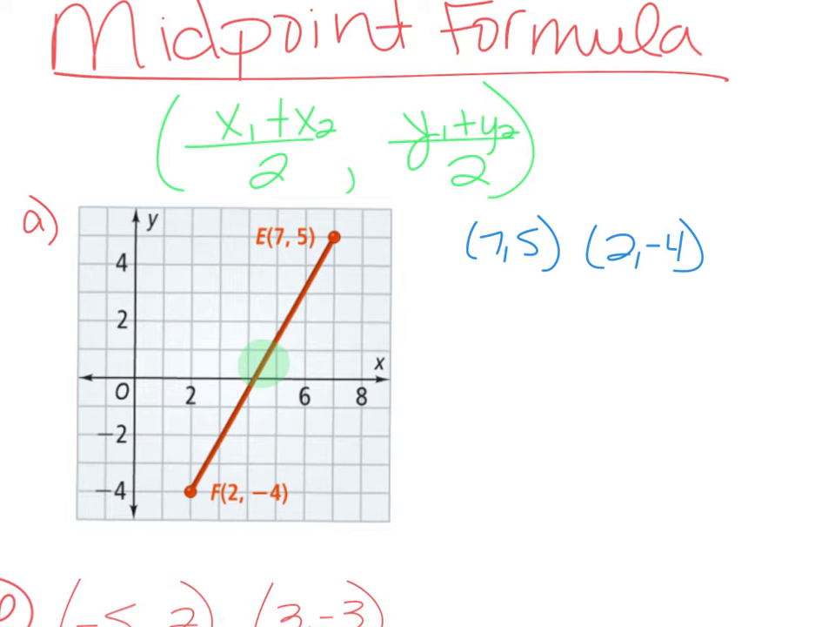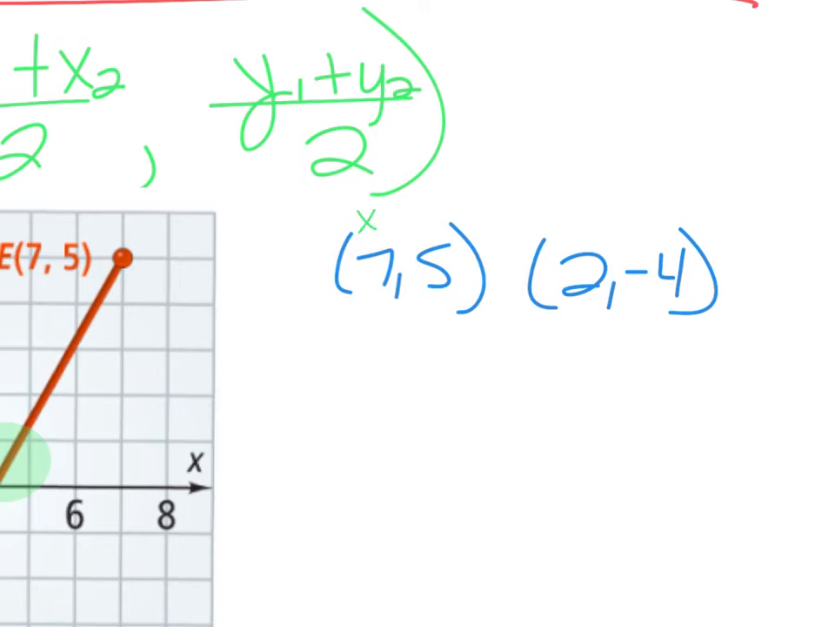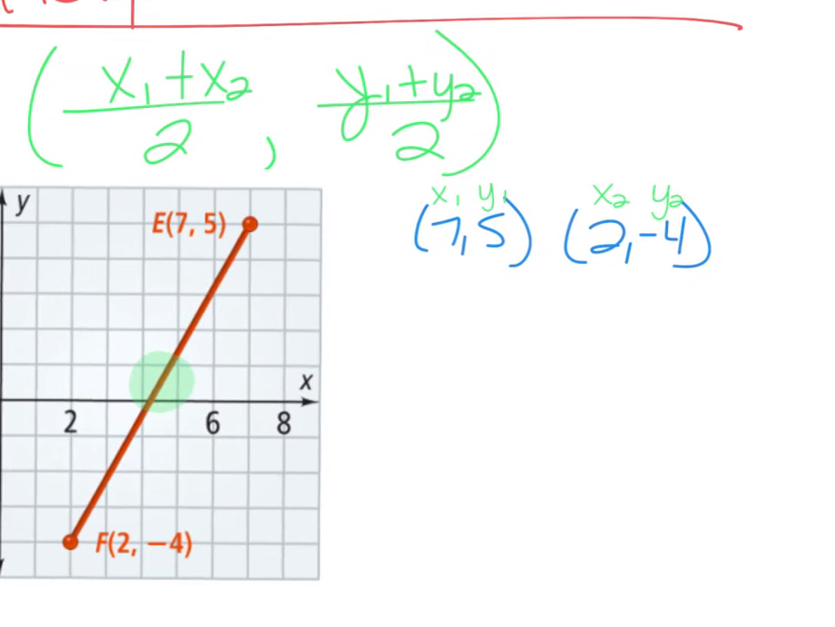The first thing I want you to do on every single one of these problems is label. So we have x1, y1, x2, y2. You could have also labeled these the other way around, with this one x1, y1, and this one x2, y2. It doesn't matter as long as you're consistent. Either the black or the green would have worked. I'm just going to stick with the green because I did that first. Okay, so let's do the problem.